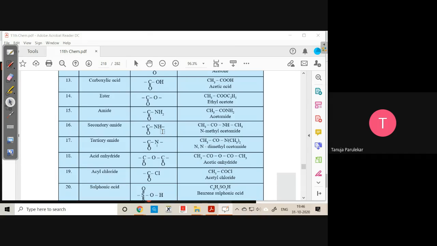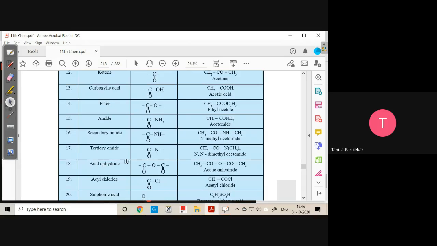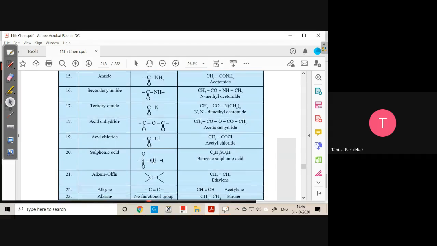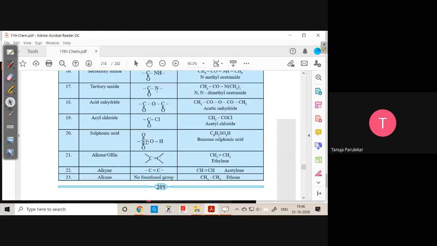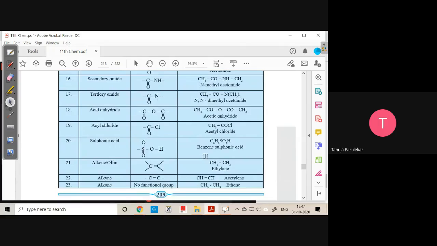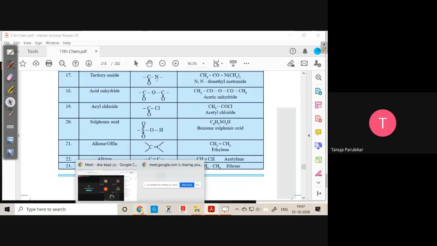Then you have acid anhydride. You remember the ester group here. Instead of that, remove this and put another CO group, and you get acid anhydride. If you add chloride over here, you get acid chloride. You have sulfonic acid, wherein SO3H is the functional group, just like the acids, but here you have sulfonic acid. Then you have alkenes, alkynes and alkanes, which have no functional group because they are only the basic straight chain hydrocarbons. Have you understood so much?